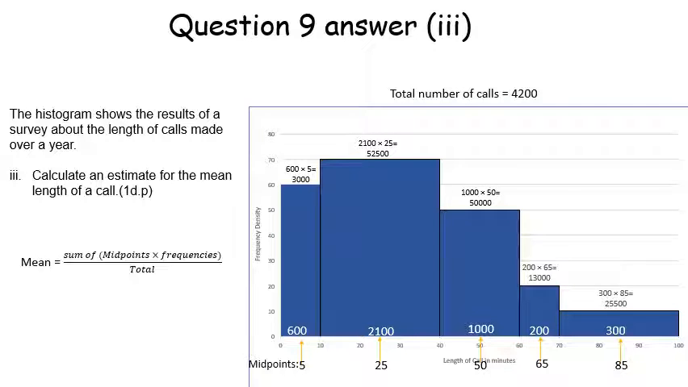We then add these all together and divide by the frequency total. This gives us a mean of 34.3 minutes to 1 decimal place.